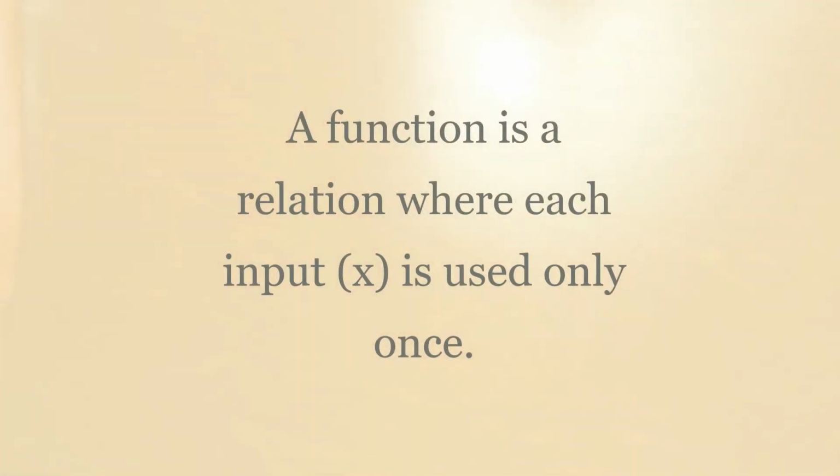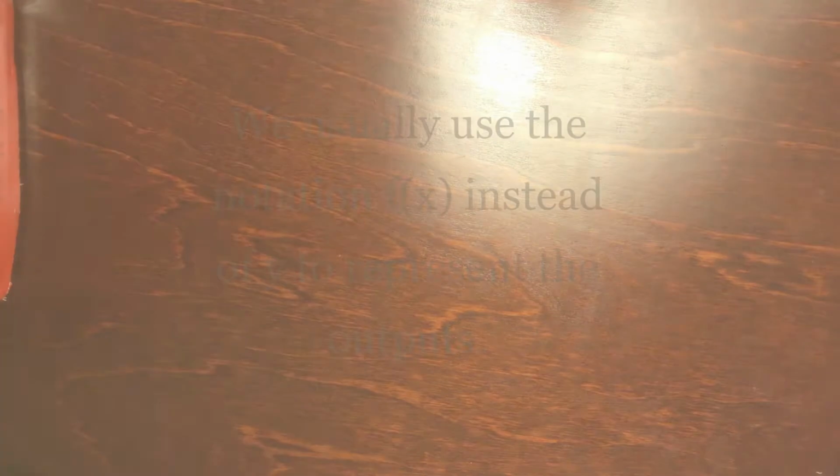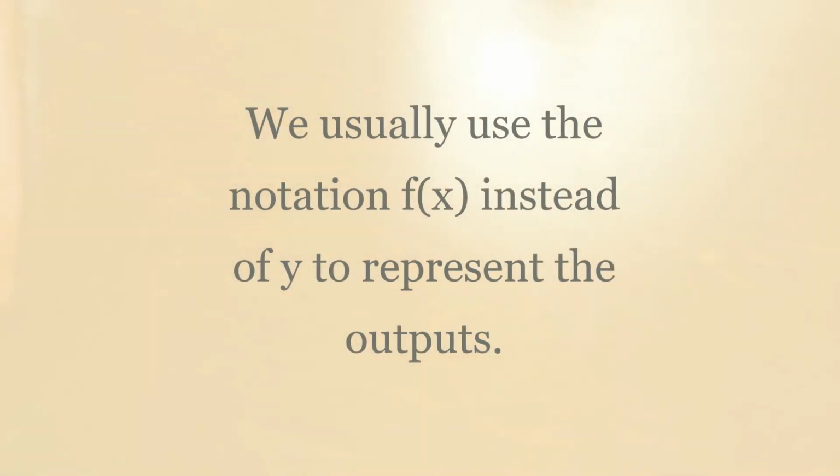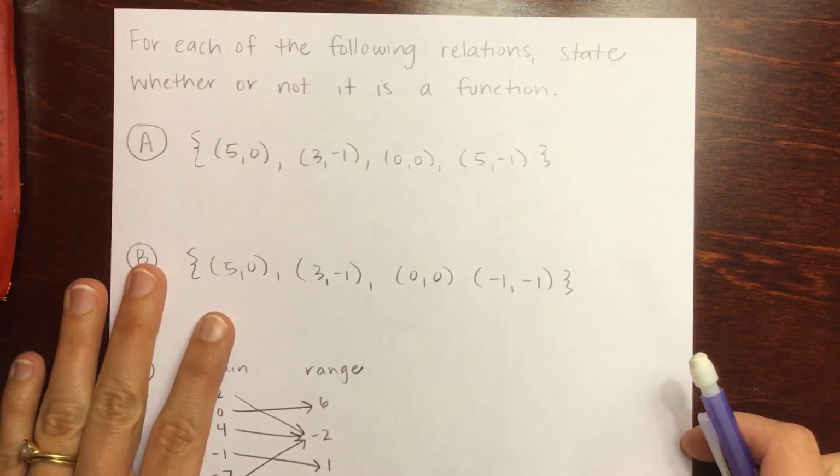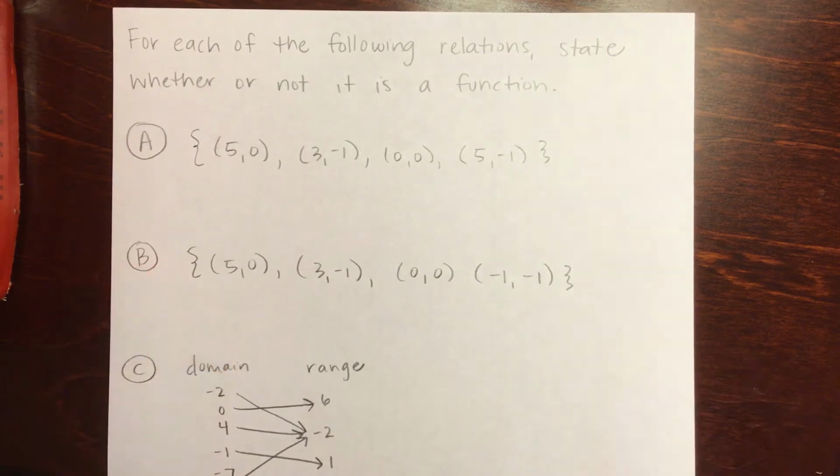A function is a relationship where the inputs, or x's, are used only once. We usually use the notation f of x instead of a y to represent the outputs. Let's do a few examples where we just have to identify whether something is a function or not. So for each of the following relations, state whether or not it is a function.